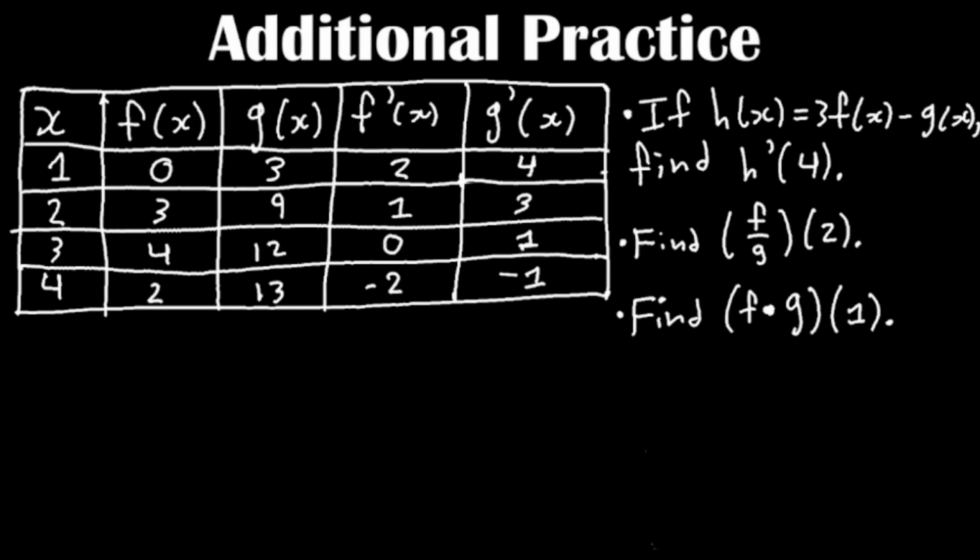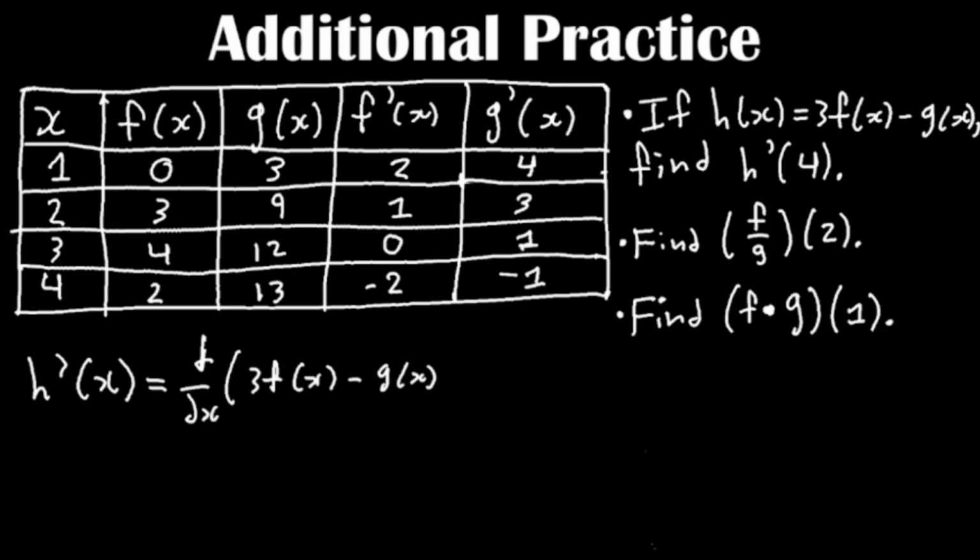Alright, so I have one more bit of additional practice, just these 3 problems. For this first one, we have h of x is 3f of x minus g of x. We want to find h prime of 4. So let's just write out the formula for h prime of x. That's the derivative of h of x, and h of x is 3f of x minus g of x. So this is the derivative of 3f of x minus g of x.